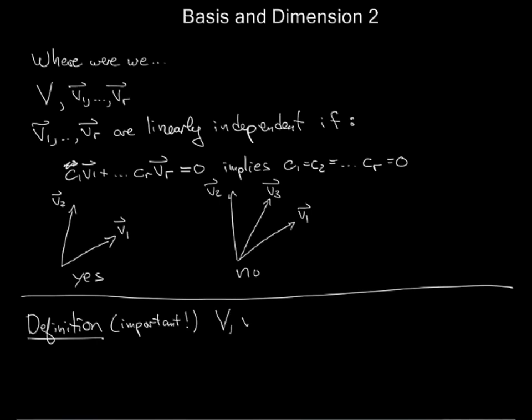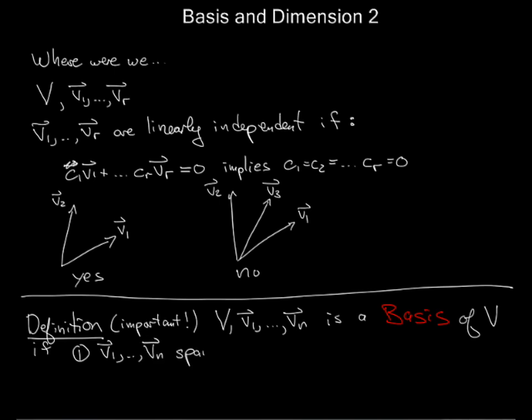The situation is we're given a vector space V and a bunch of vectors v1 through vn. We say that set of vectors is a basis of the vector space if the following two conditions hold. So first of all, the vectors v1 through vn are required to span the vector space. Second of all, they're required to be linearly independent.